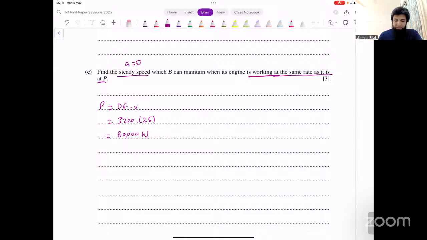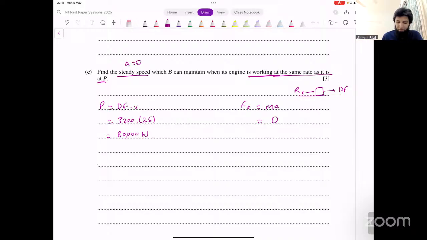Okay, now steady speed, that means acceleration is zero. We can use resultant force equals mass into acceleration. Since acceleration is zero, the right side is zero. It's a horizontal surface at which the car is moving. So we have a driving force and we have resistance. Driving force and resistance are going to be equal to each other. What are we looking for? We're looking for speed.